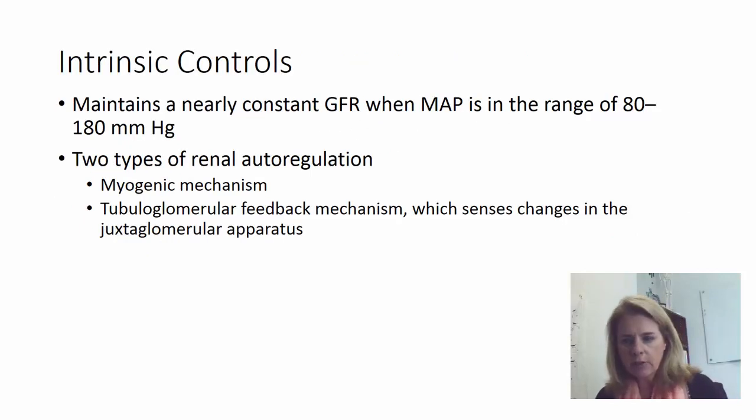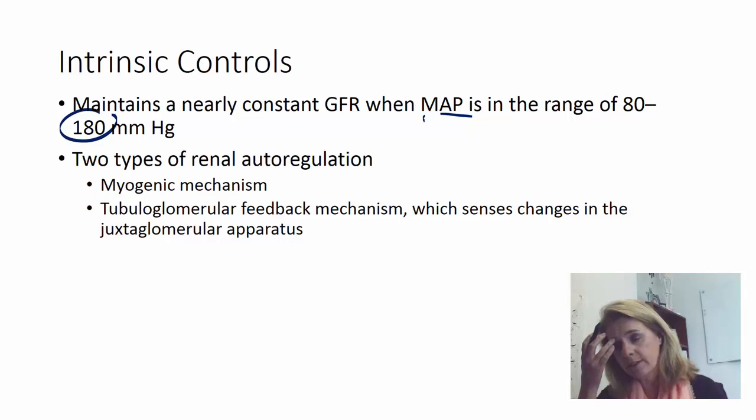So your intrinsic controls, this is what's going on all the time. Okay, so this is that day-to-day, minute-to-minute control of your kidneys and their GFR rate. And this happens when your mean arterial pressure is in the range of about 80 to 180 millimeters of mercury. So, you know, normal blood pressure, a little high, 180 is pretty high. But, I mean, that's still in times of even stress. I mean, your blood pressure doesn't get that high.